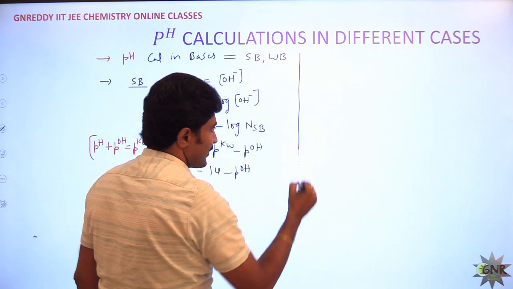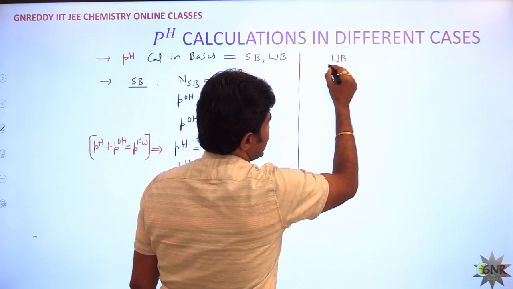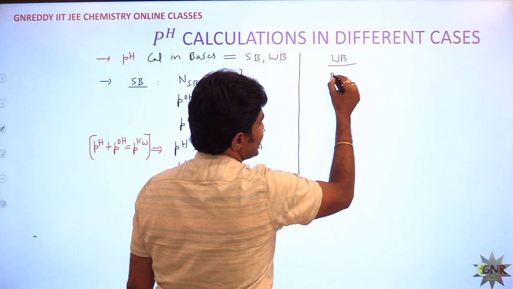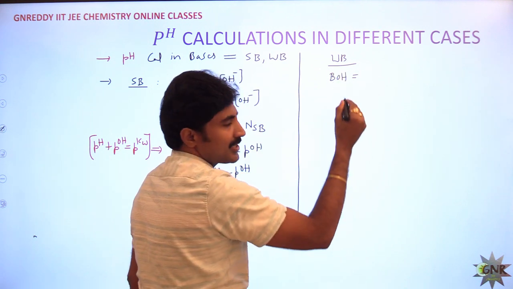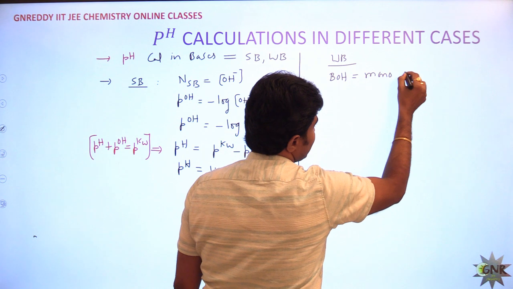Similarly, if you look at the weak base cases, the weak bases include the monoacidic weak base, where BOH is the monoacidic weak base.